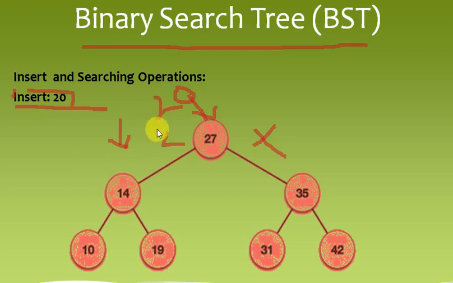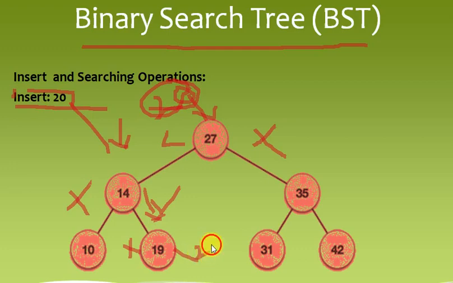Now we will compare the 20 with 14, and we can see, is 20 less than 14? No. So we are not going to the left side. Is 20 greater than 14? Yes. So we are going toward the 19. On the left side, is 20 less than 19? No. So we are not going to the left. 20 is greater than 19, and 19 is the leaf node. So we are going to add it here. Okay.